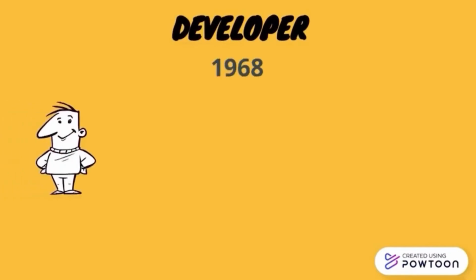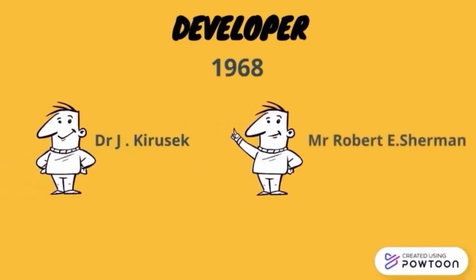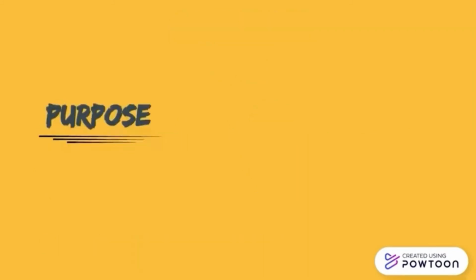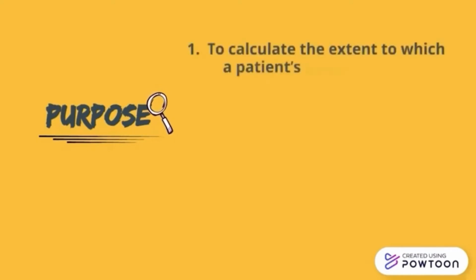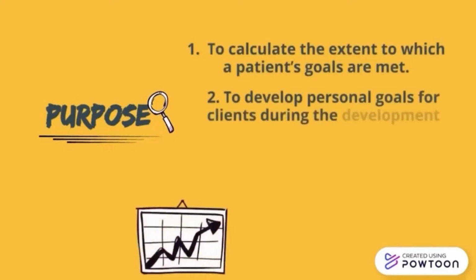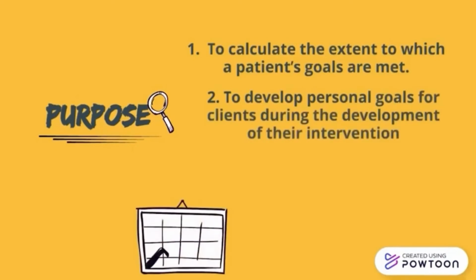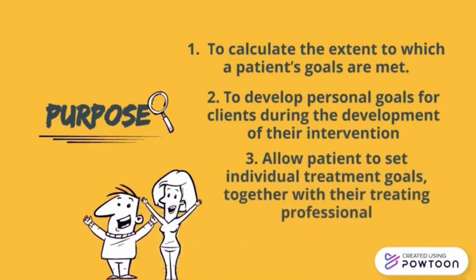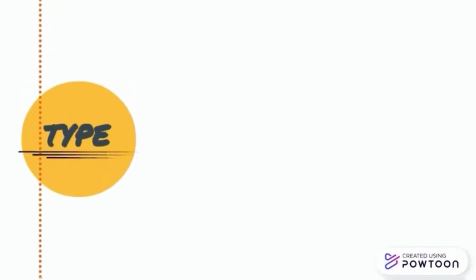The developers are Dr. Jake Singh and Mr. Robert E. Sherman at Hennepin County Institute of Mental Health, USA, in 1968. The purpose: first, to calculate the extent to which a patient's goals are met. Second, to develop personal goals for a client during the development of their intervention. Third, to allow patients to set individual treatment goals together with their treating professional. The type is clinician-rated assessment.